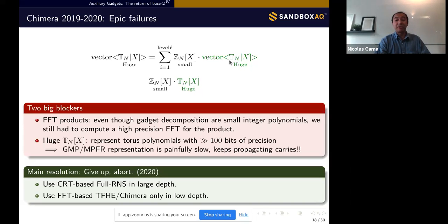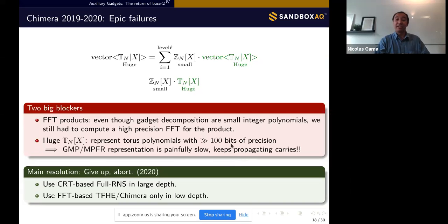If we look at this expression, ZNX times TNX, of course we have to use some kind of FFT to do that, because we don't want it to be quadratic in N. But the problem is that we are trying to evaluate the product of one small thing times a huge thing, and if we deal with that with FFT, we cannot take advantage of the fact that this is small. We still need to do the FFT in arbitrary large precision because of this term. And we were losing everything. So basically, the GMP and MPFR code was spending 100% of the time just propagating carries.